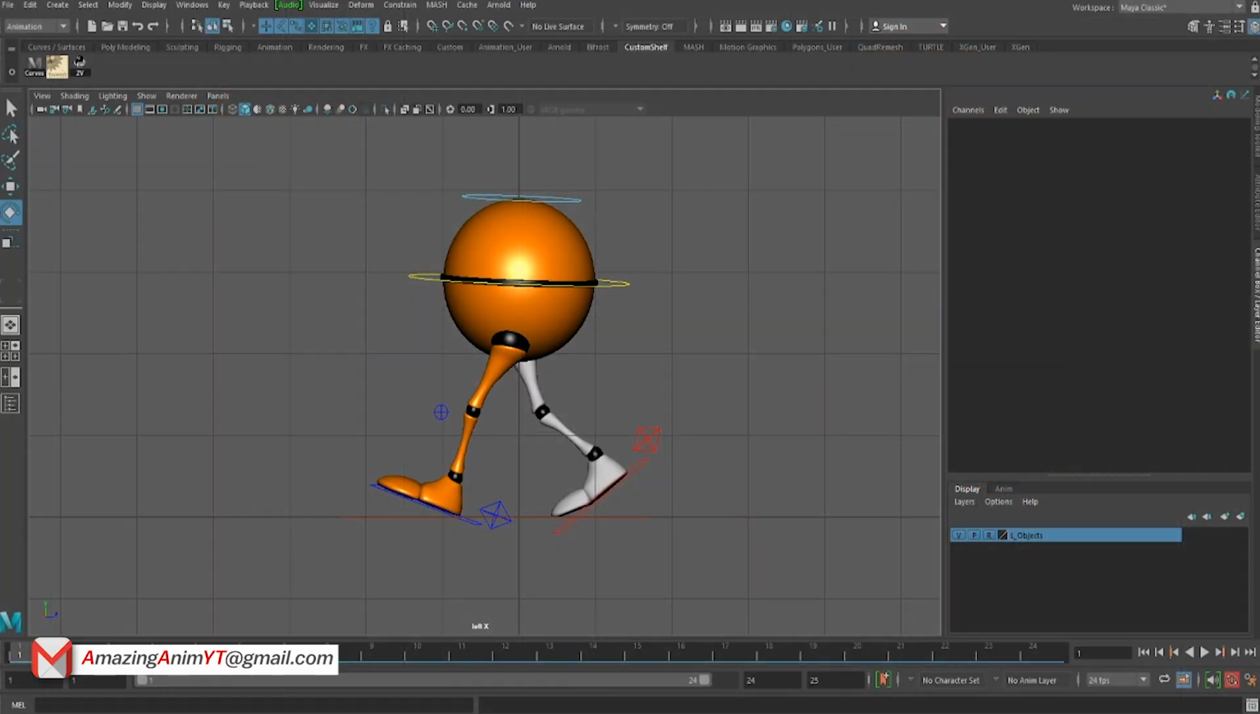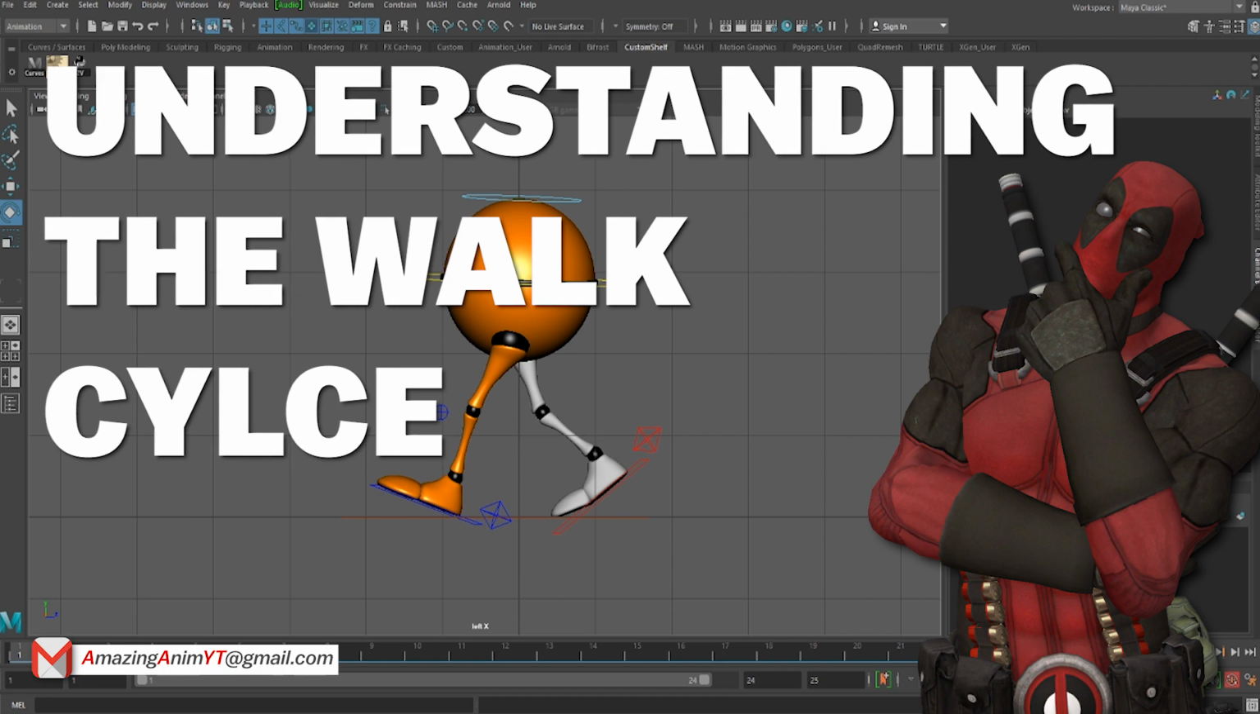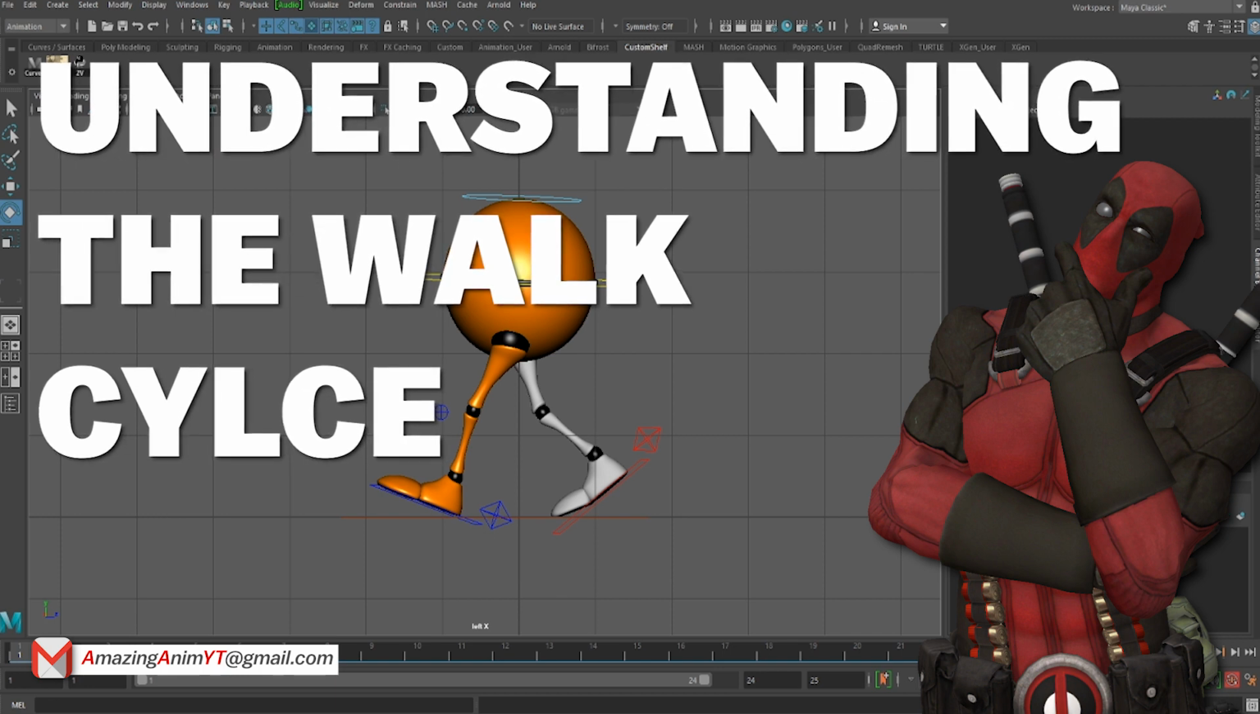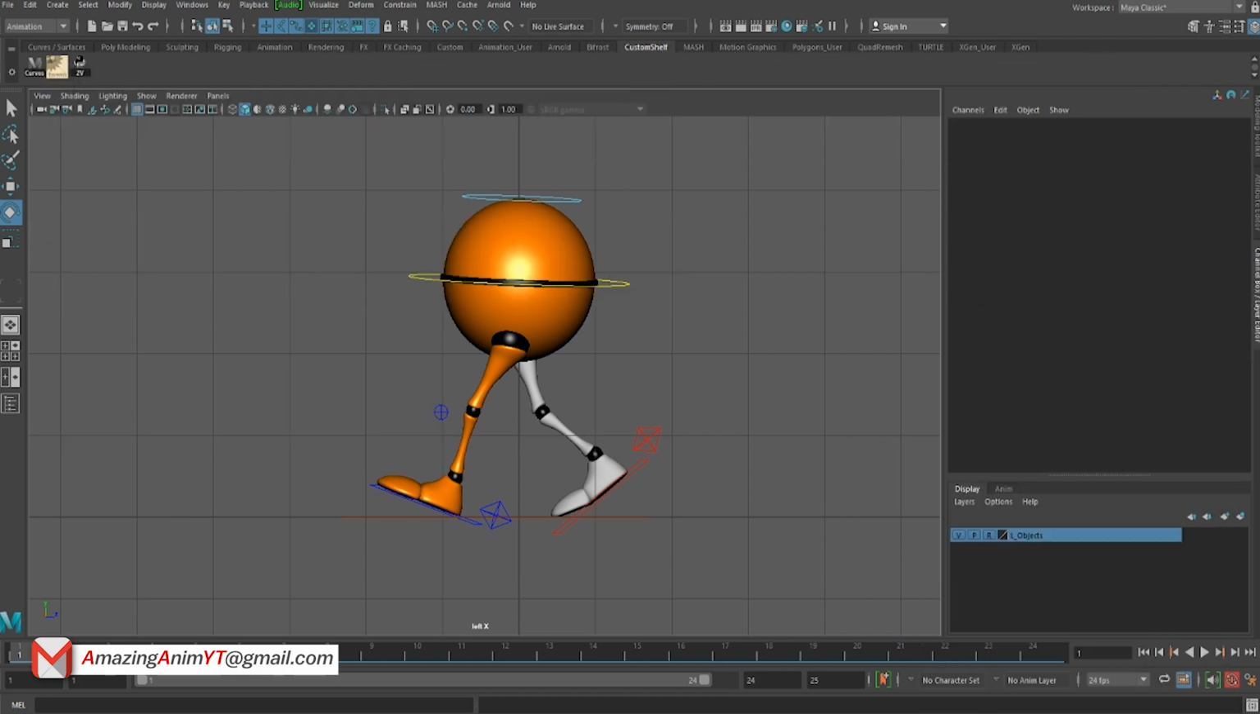What's up, guys? Today we are going to be going over understanding the walk cycle. That's correct. It's not going to be necessarily a walk cycle tutorial. It's going to be understanding the walk cycle. And what I mean by that is I want people to understand what exactly is going on in a walk cycle. And the better you understand what's going on in a walk cycle, well, the better you can make your own walk cycle and tweak it to however your character is.